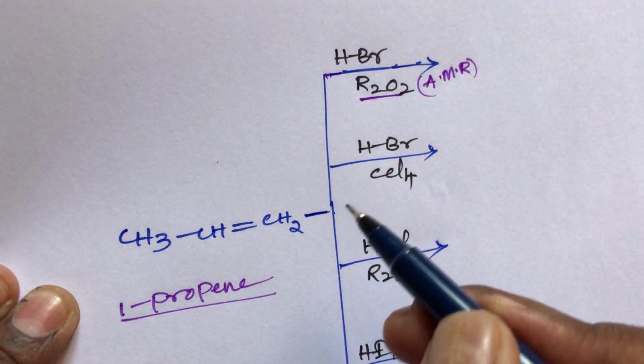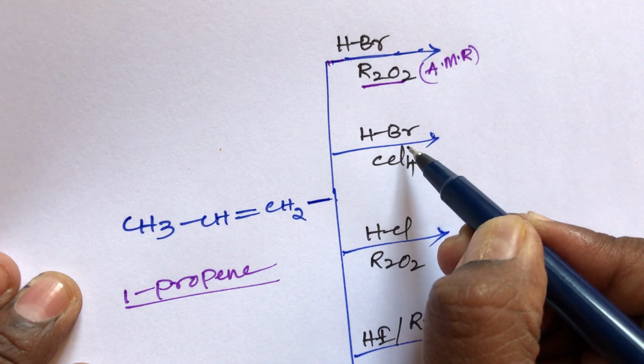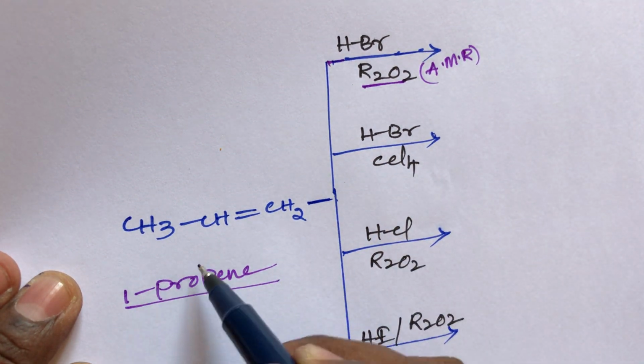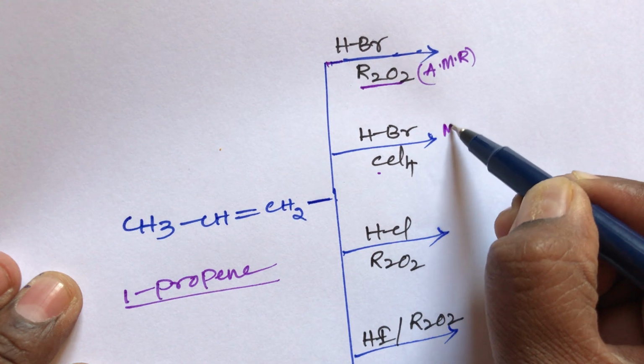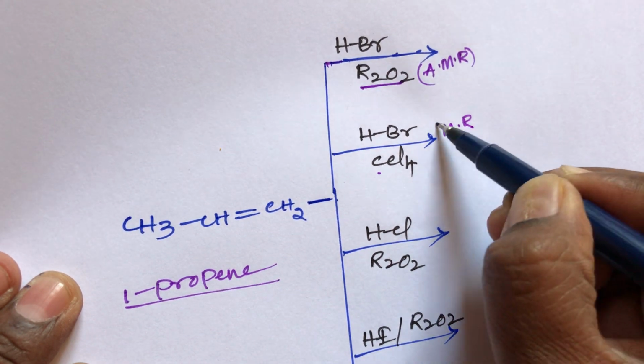Anti-Markovnikov rule. And the second one, students, is 1-propene reacting with HBr in the presence of CCl4. It follows the Markovnikov rule.